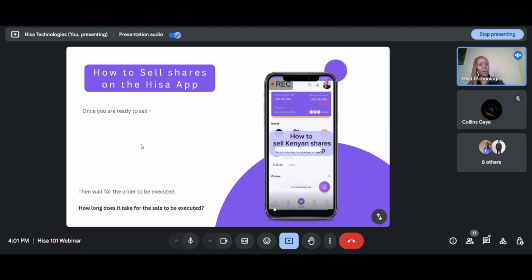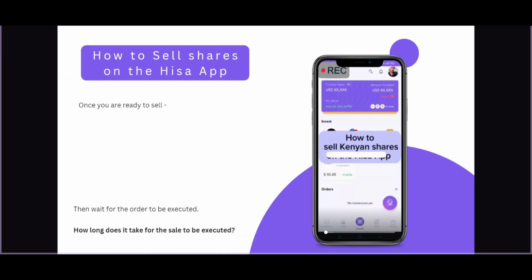When a buy order is executed, just go to the order list and you'll see it there. As a sell order, when it is pending, just go to the order list and you'll find it there as well, right? Okay, so then wait for the order to be executed. So how long does it take for the sale to be executed? How long does it take for your order to be executed?